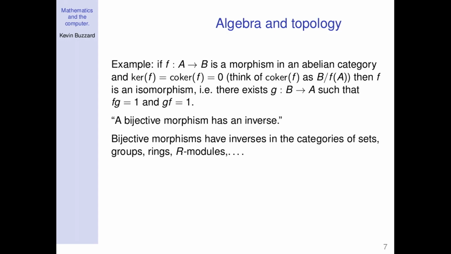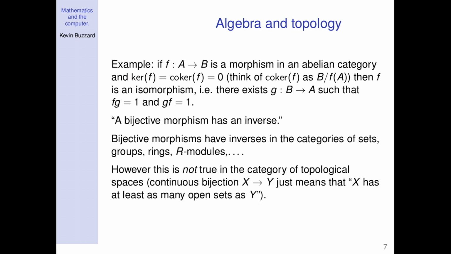So what kind of categories do you know where bijective morphisms have inverses? Algebraic categories, like the category of sets or groups or rings or R-modules for a fixed ring R, all of those categories have that property. A bijective morphism has an inverse. But for the category of topological spaces, this is not true.